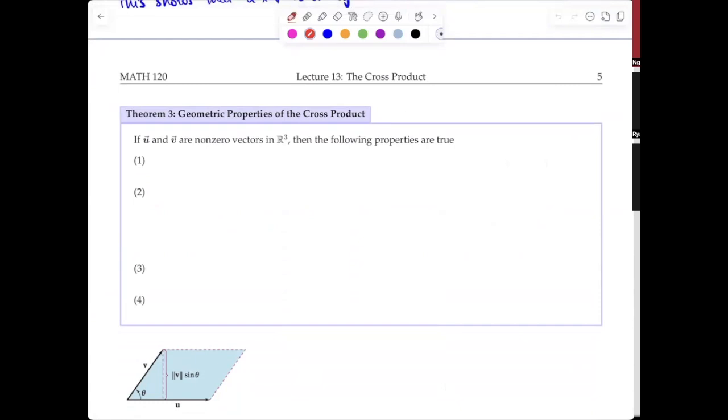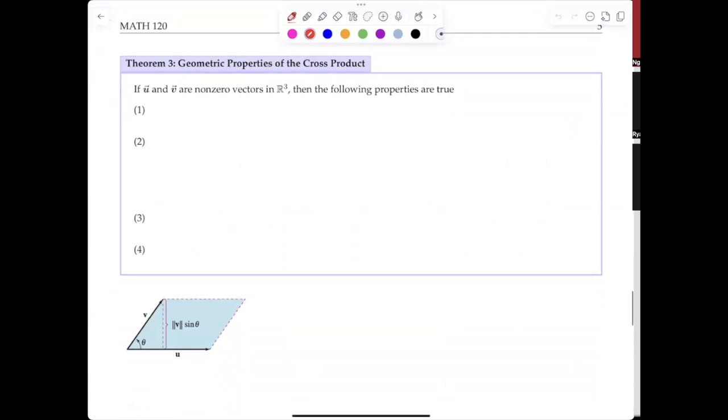So we have some important properties related to the geometry of the cross product. The first thing is that u cross v is orthogonal to both u and v. We have seen that in the last example. And of course, assume that u and v are non-zero vectors in 3 dimensions. Then the following properties are true. u cross v is orthogonal to both u and v.